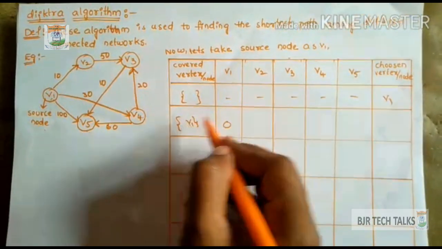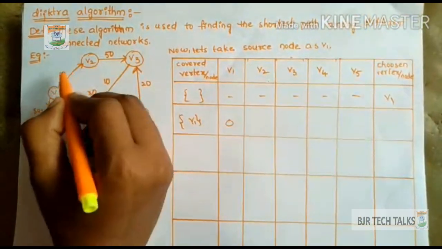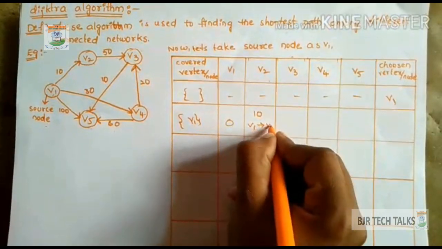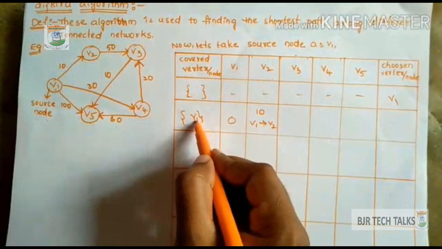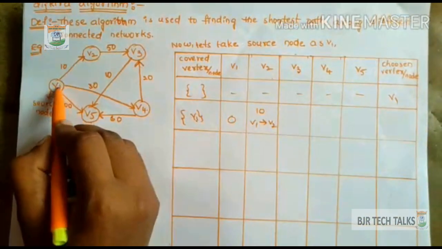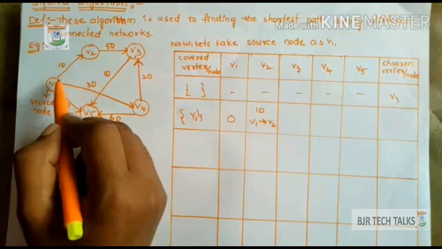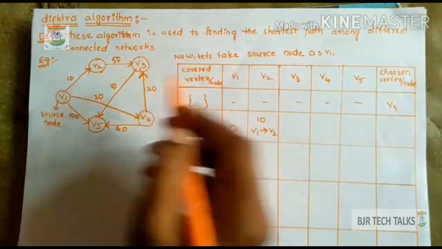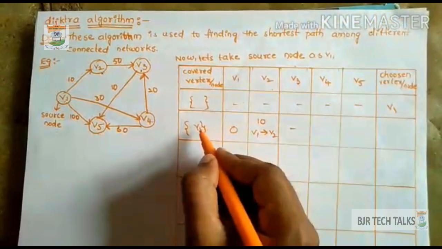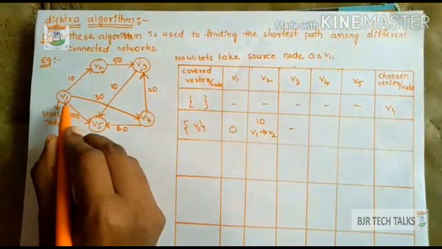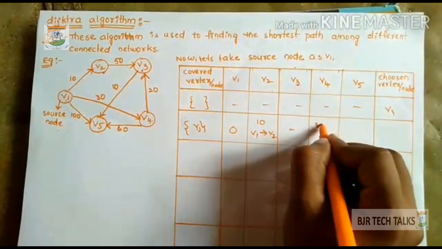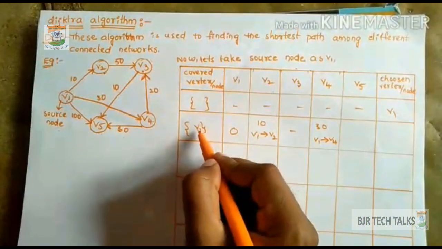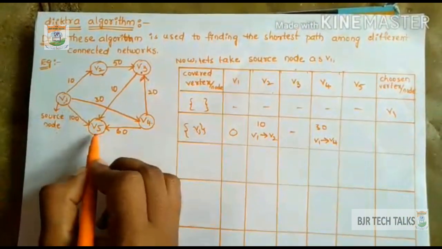The distance from V1 to V2 is 10. The routing is V1 to V2. The distance from V1 to V3: there is a way, but V2 is not covered, so it is not taken. The distance from V1 to V4 is 30. The routing is V1 to V4. The distance from V1 to V5 is 100.